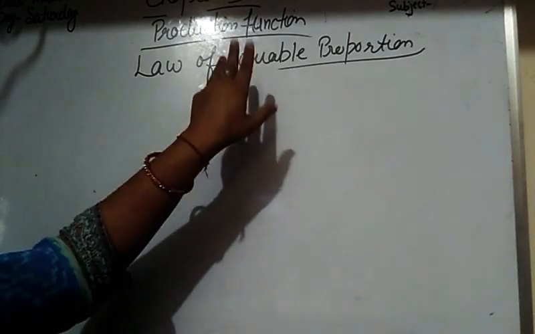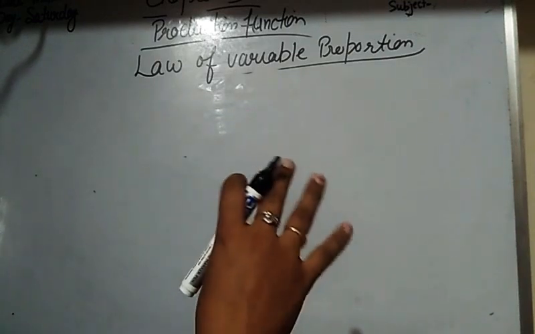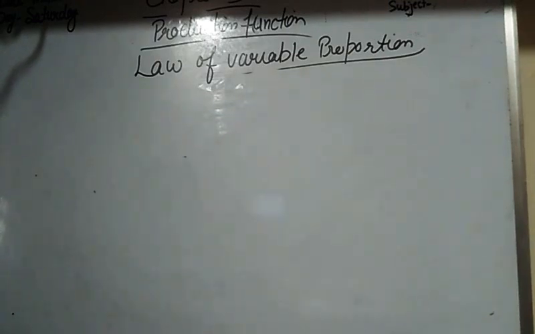Students, as you know, for production purposes, two types of factors are there: fixed factor and variable factor. Fixed factors are like machinery, plant, building, and variable factors are like labor. It is very easy to change variable factors, but it is very difficult to change fixed factors. The law of variable proportion is based on variable factors. First of all, I will introduce the definition of this law.